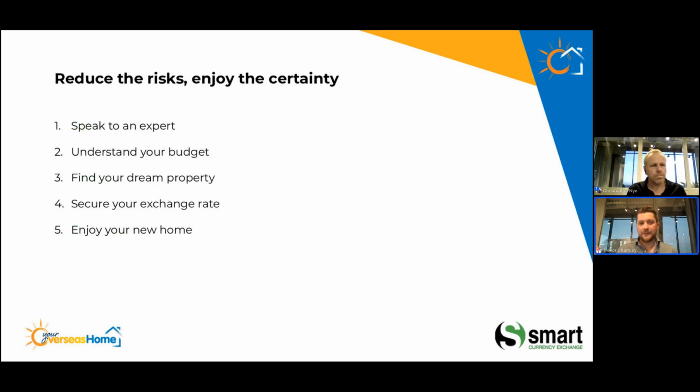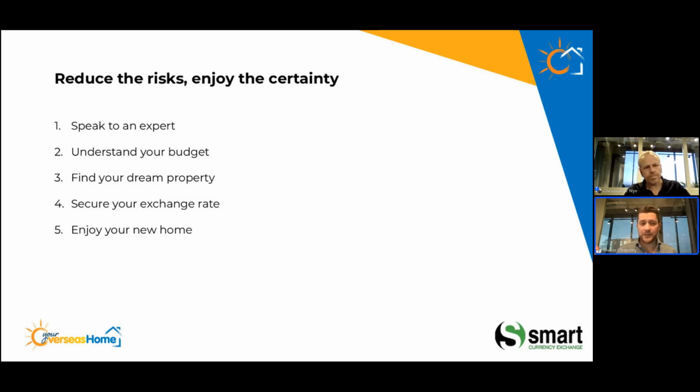So key elements there: speak to an expert, make sure you engage with them nice and early, tell them exactly what you're thinking, tell them exactly what you're planning to do, and let them help you. People can spend hours and hours and hours researching, finding such poor information that's available out there on Google. Speak to an expert early, lay out your plans, lay out what you're looking to do, and allow them to run through the options. That will then allow you to make an educated decision, an informed decision on how you're going to treat the currency aspect of buying an overseas property.